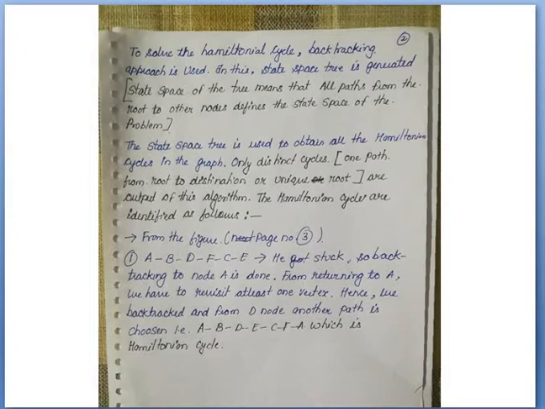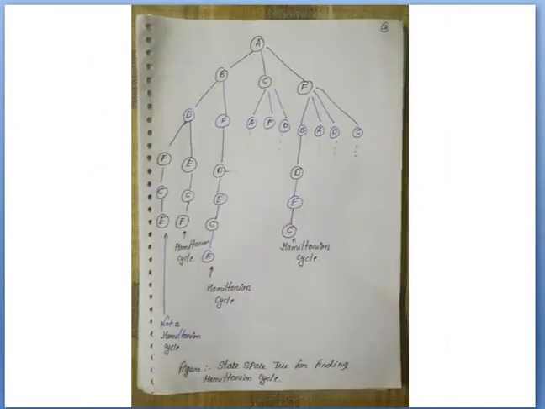The Hamiltonian cycles are defined as follows. So let us consider this tree. The root node is A and the children are B, C, F, D, E, F, A. That is the state space graph for finding the Hamiltonian cycle.